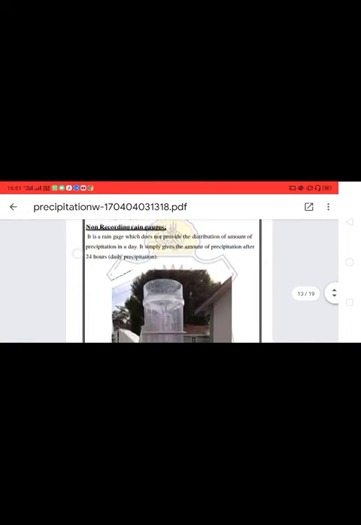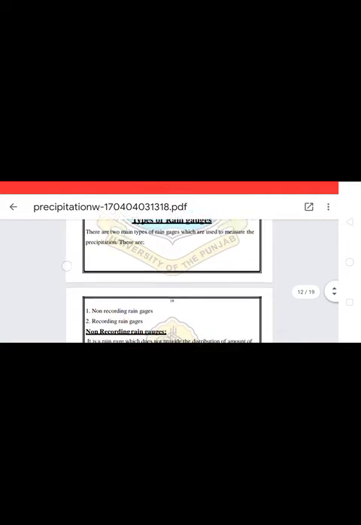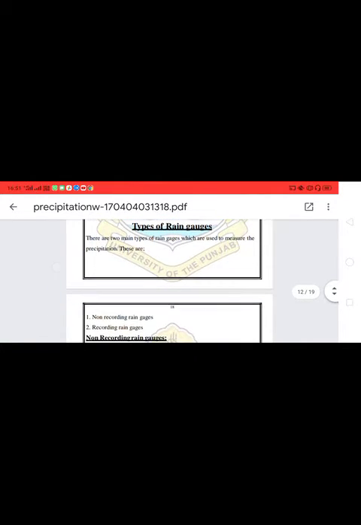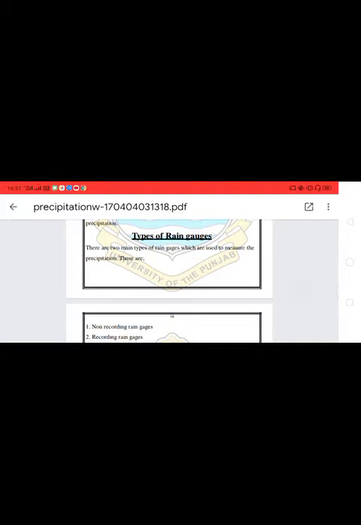So, in the previous class, we introduced the rain gauge that is mostly used in measurement of precipitation. So, we need to know all about rain gauges. Rain gauges. So, let us discuss the types of rain gauge.